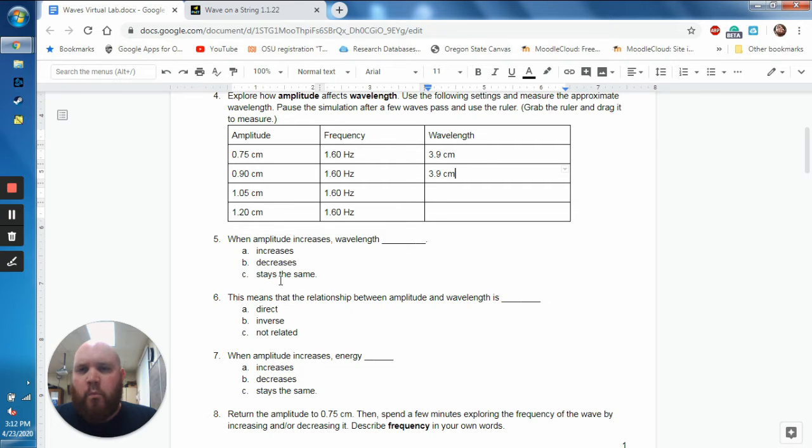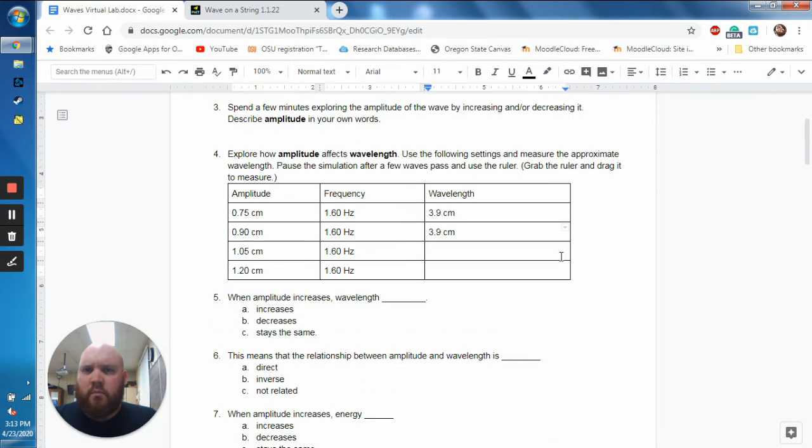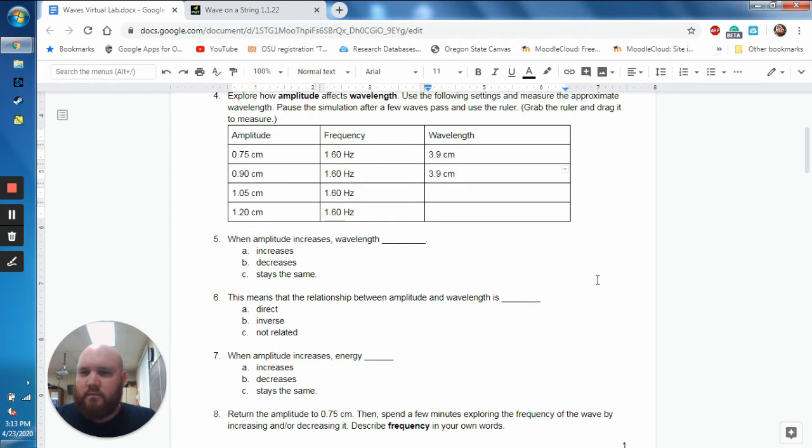once you pick the correct answer here, when amplitude increases wavelength blank, I want you to think about why that would be, based on your description of what amplitude is. You don't have to write anything about that. I just want you to think about it. I want you to think about what that means.